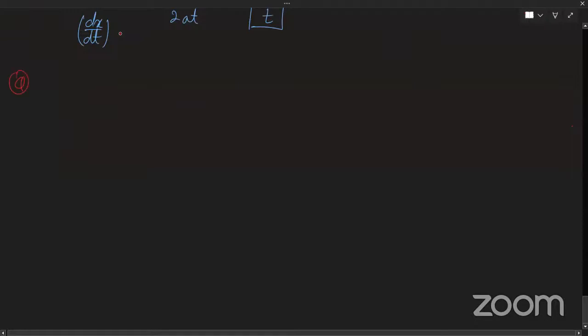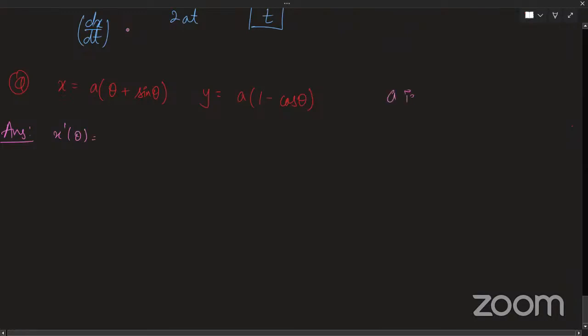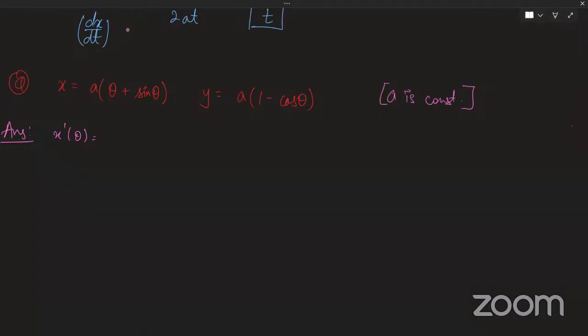Great. So your x has been given to you as a into theta plus sine theta, and your y has been given to you as a into 1 minus cos theta. Again, dy by dx. Let us see how we can do it. Can you tell me what is the value of x dash of theta? The derivative of a is again any constant. So you have got x is equal to a into theta plus sine theta. What will be the derivative of x with respect to theta? A is any constant. So you need to differentiate theta plus sine theta with respect to theta. What will it be?